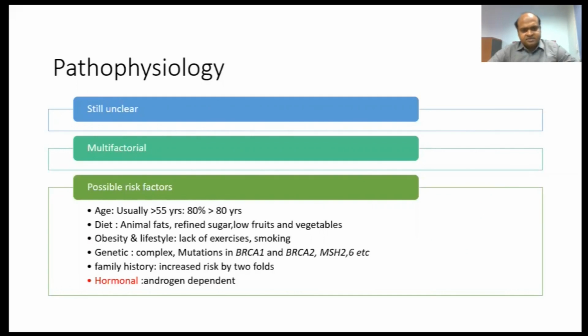In genetic factors, which is a very complex subject, there are a few important genes among hundreds of genes. If I talk about BRCA gene 1 and BRCA gene 2, which have also been described in the context of breast cancer. And if there is a history of prostate cancer in first degree relatives, that also increases the risk of prostate cancer by twofold.